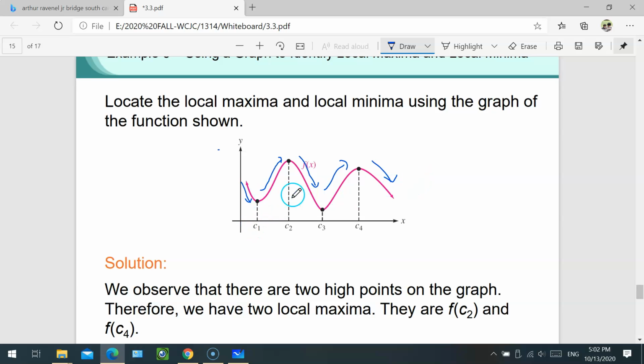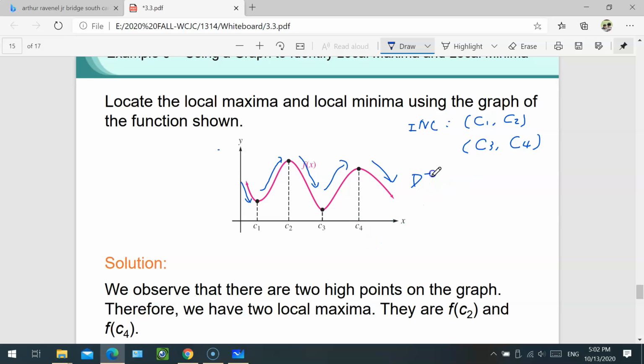How do you represent the interval for the increasing and decreasing? Increasing interval is from C1, C2. C1, C2, they are your x values, right? Another increasing interval is from C3, C4.